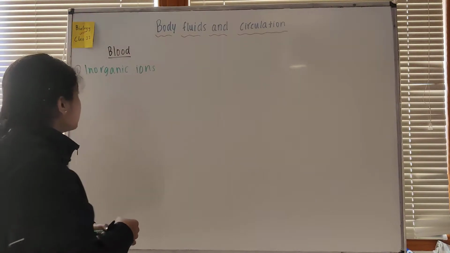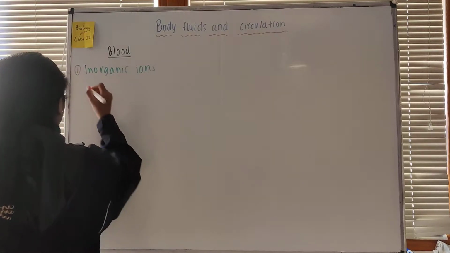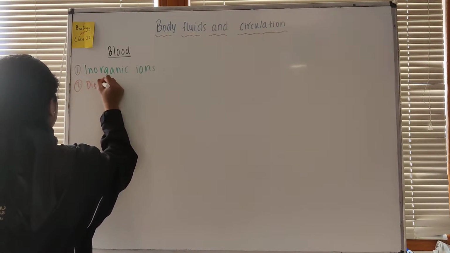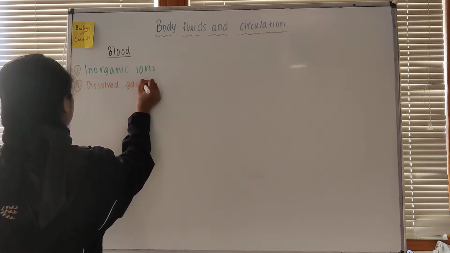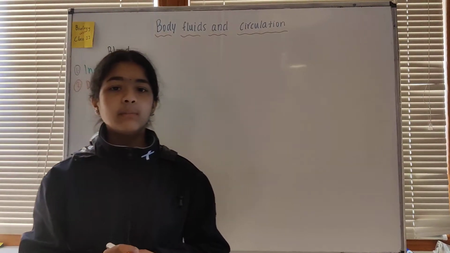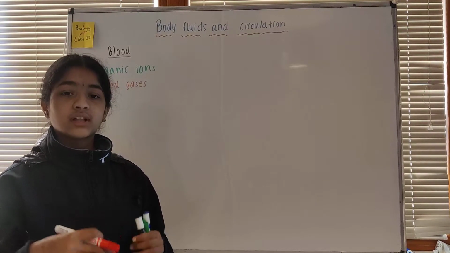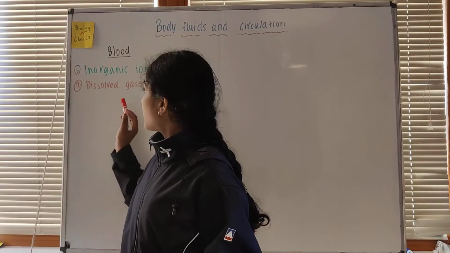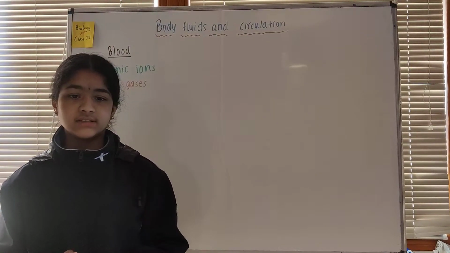The second thing is dissolved gases. Dissolved gases are oxygen and carbon dioxide that are present in the blood. So the main function of the blood or the RBCs is to transport oxygen. That's why gases are present in the blood.